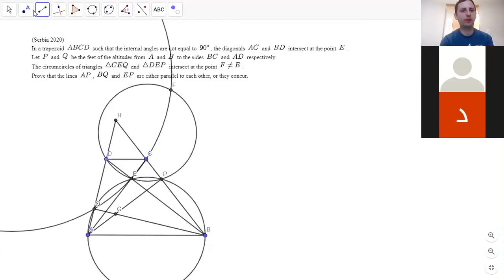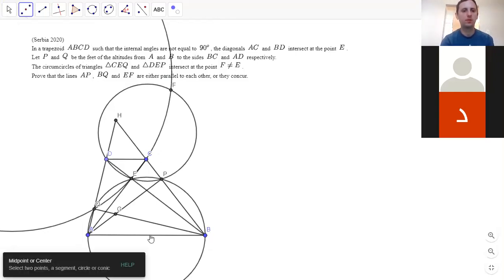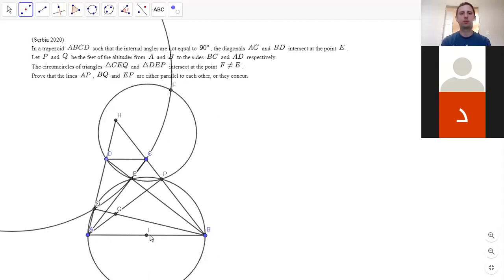Let me draw the midpoint of AB. So that would be the center of that circle. Applying radical axes on some circles can show this. Let's see. So what are the right circles to do that?